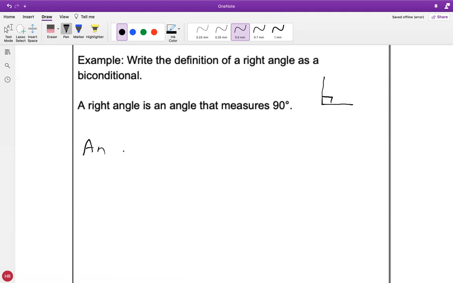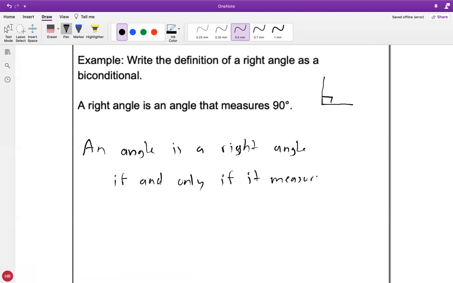And you can say this: an angle is a right angle if and only if it measures 90 degrees. This expression, "if and only if," is your cue, is your hint. This means biconditional.